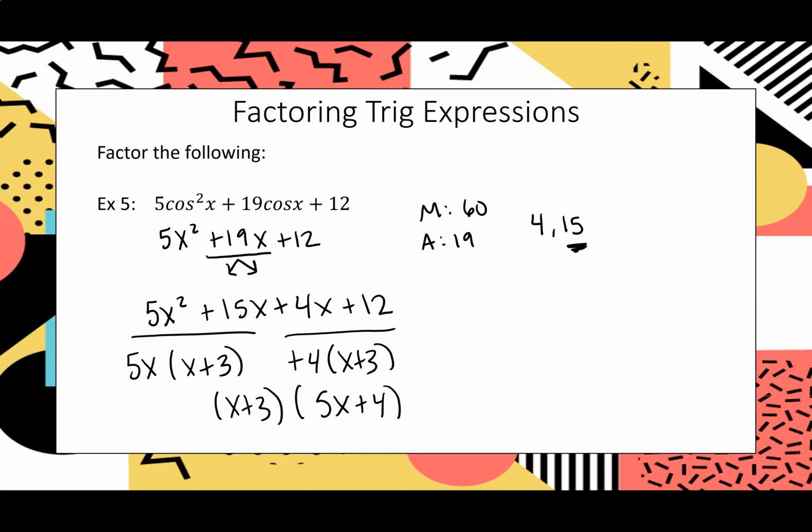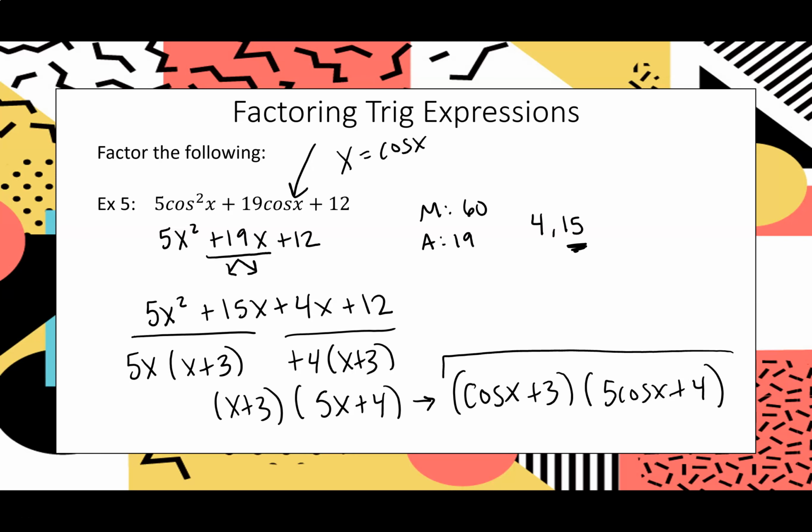And last thing is, I didn't write it down because I feel like we got the hang of this, but x equals cosine x here. So I'm just going to substitute in, and what do I get? I get cosine x plus 3 times 5 cosine x plus 4. There we go. That's our answer.